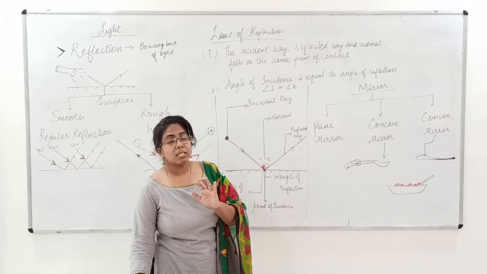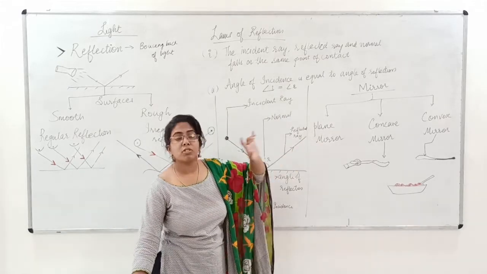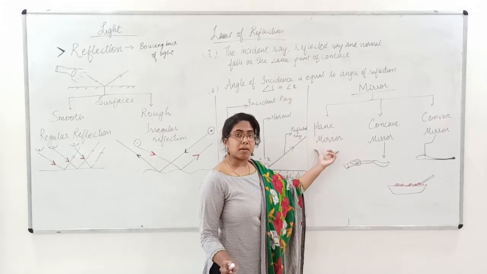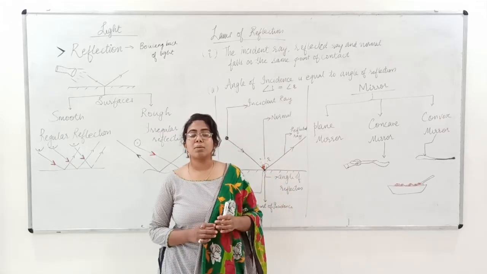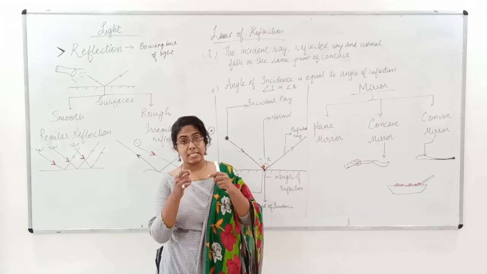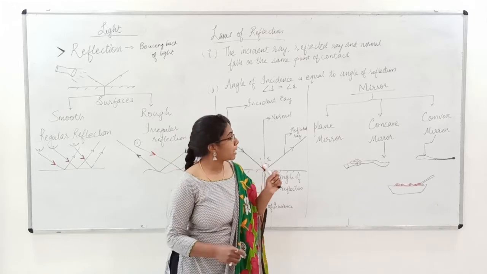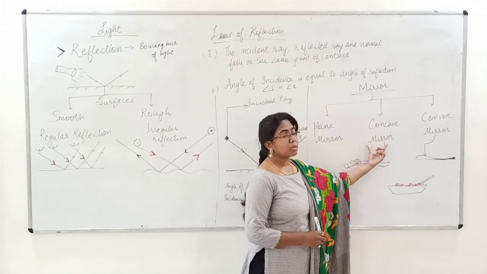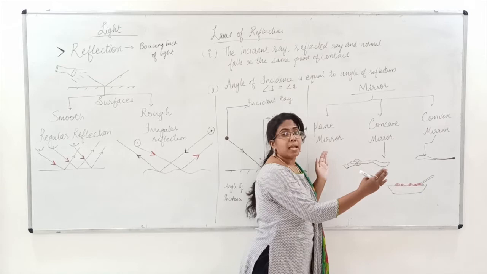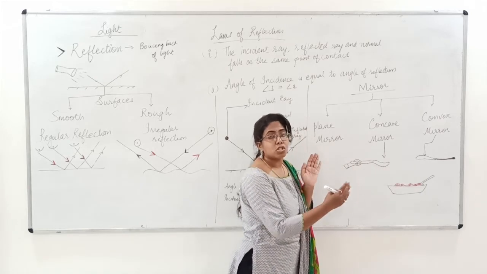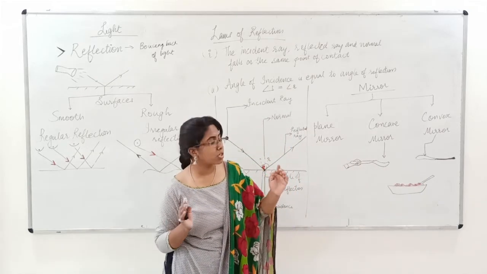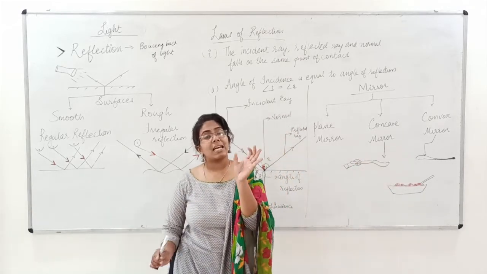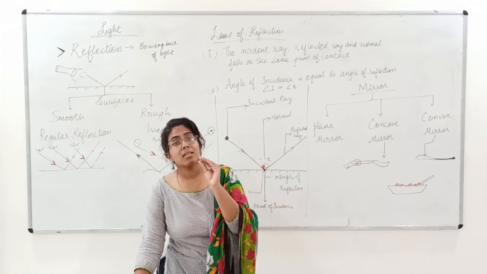So we have learned that different mirrors have different patterns of reflection. In a plane mirror, all the objects are seen the same in shape, same size, exactly the same. But in concave, the object appears to be enlarged. So the object appears to be enlarged in a concave mirror. Whereas in convex, the size appears reduced. The size gets reduced.